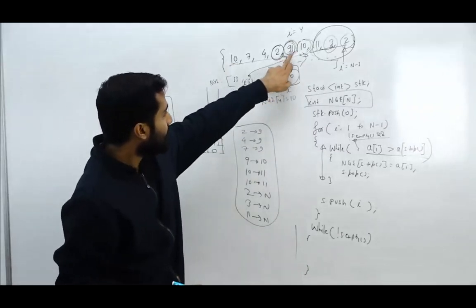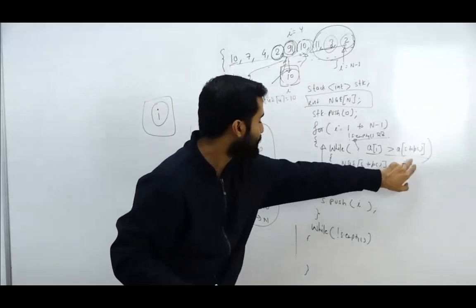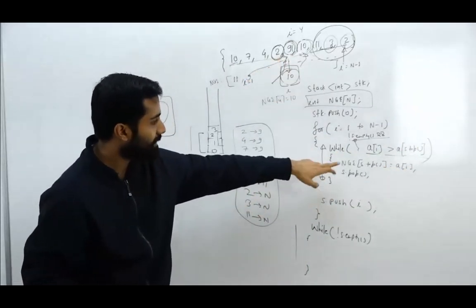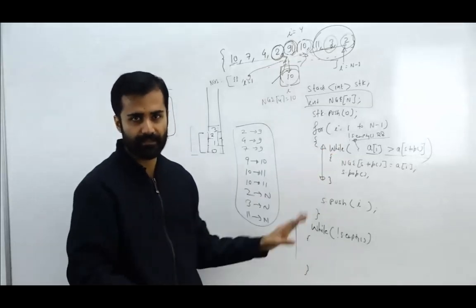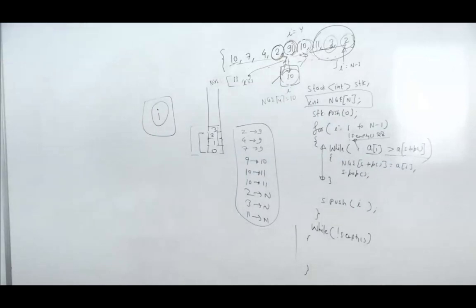So for current element, for a of I, if it is greater than a of s dot top, if it is greater than a of 3, then you come inside and you pop and do something. Very easy to understand. I mean, I shouldn't be explaining it again. You should be able to figure that out. If not, you can ask that. Yeah. Okay, cool. What is the time complexity of all this algorithm?